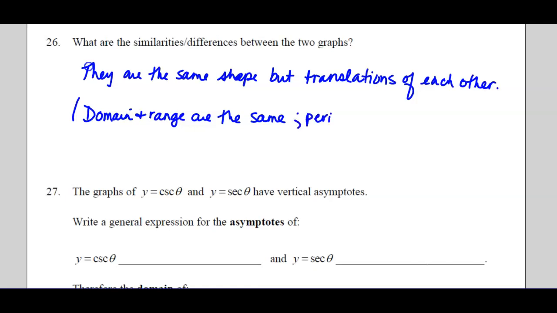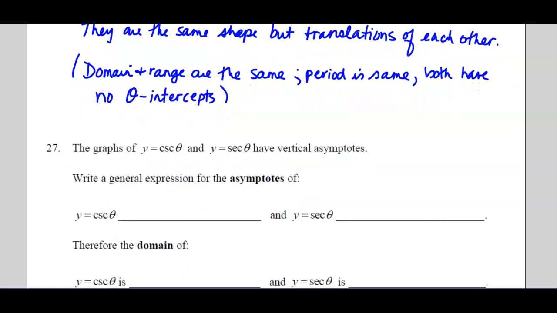Period is the same. Both of them have no x intercepts, or theta in this case, both have no theta intercepts. They both have asymptotes, just in different locations. If you wanted to get into more specifics, now we're going to get into the specifics of the asymptotes.